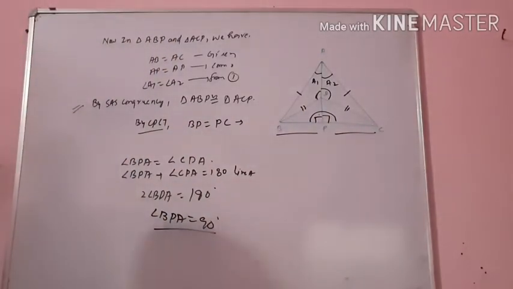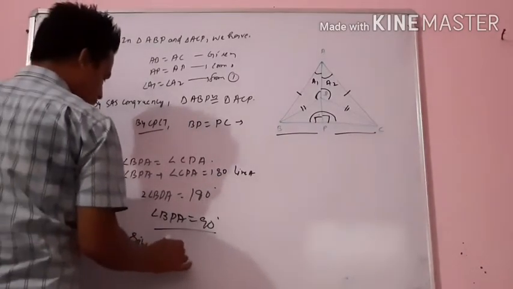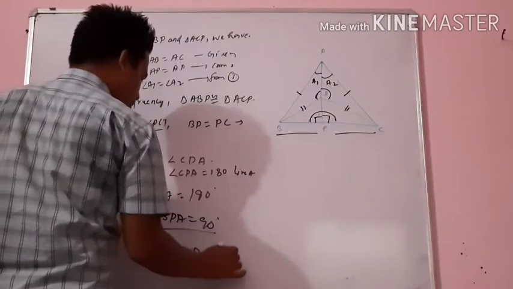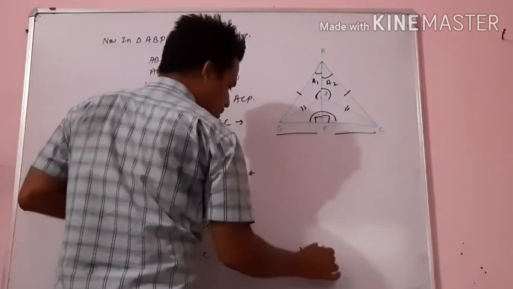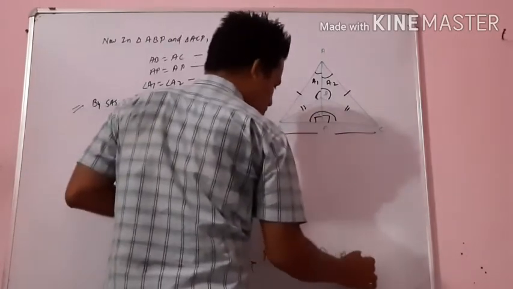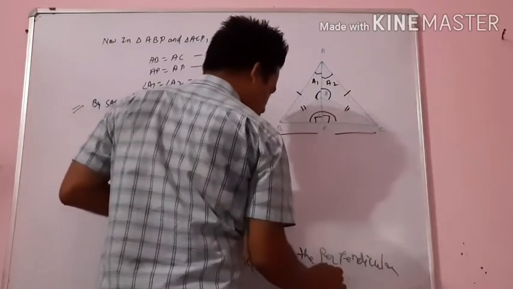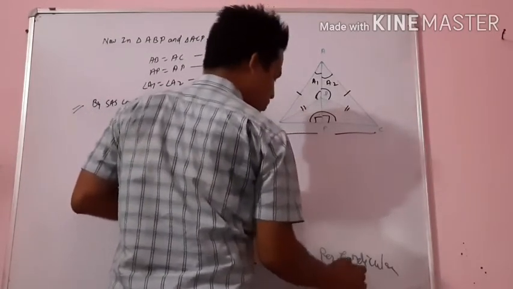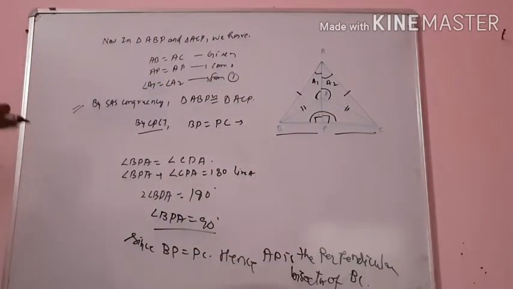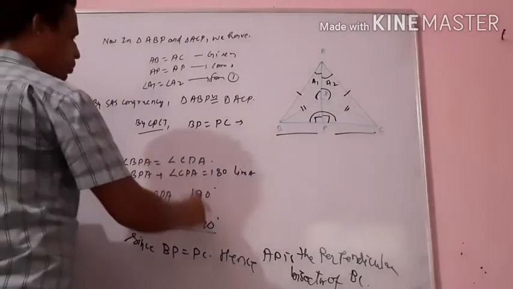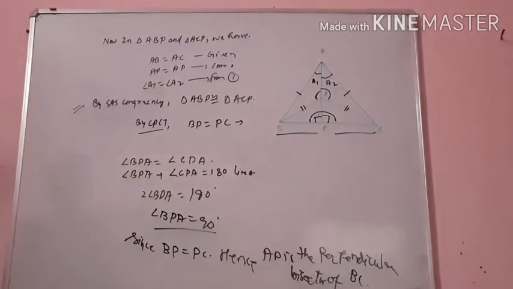So what we have proved is that since BP equals PC, hence AP is the perpendicular bisector of BC. Since BP equals PC, hence AP is the perpendicular bisector of BC. So we have solved question number 1.